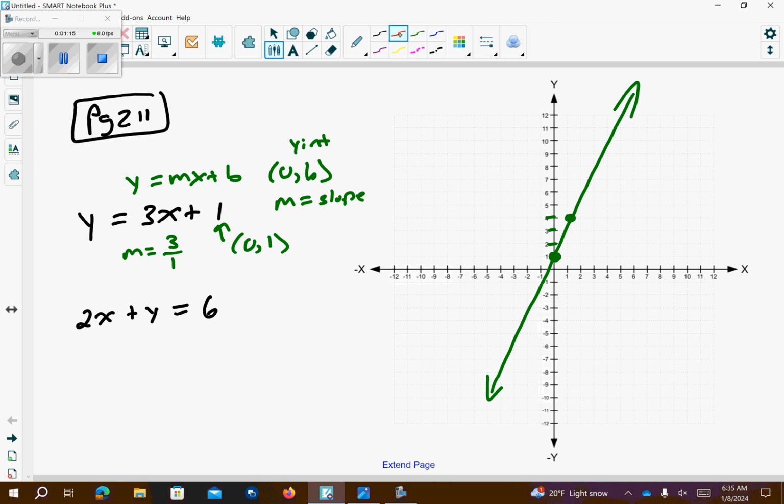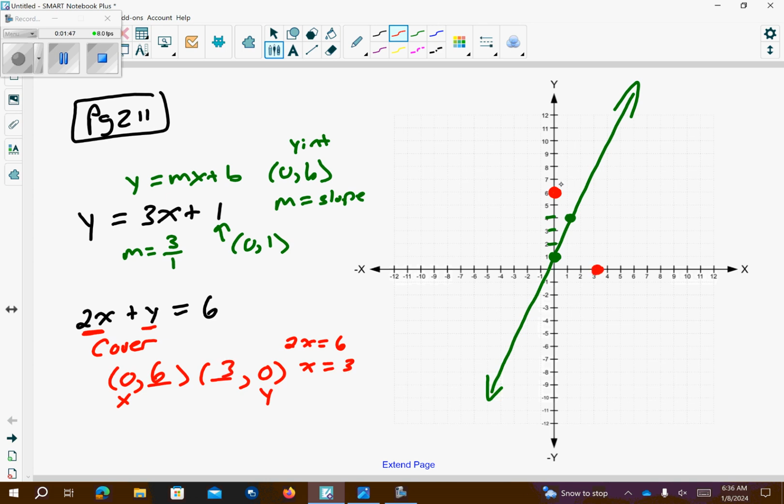The second problem, because x and y are on the same side, we're going to use the cover method. Remember this was 0 comma blank and blank comma 0, where this is an x value. So we're ignoring the x, so y is equal to 6. So 0 comma 6 is up here. And then this is a y value, so I'm going to cover up the y, so I get 2x is equal to 6, divide each side by 2, so x equals 3.